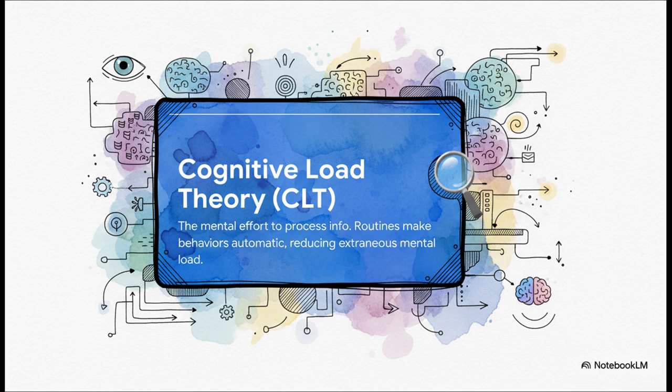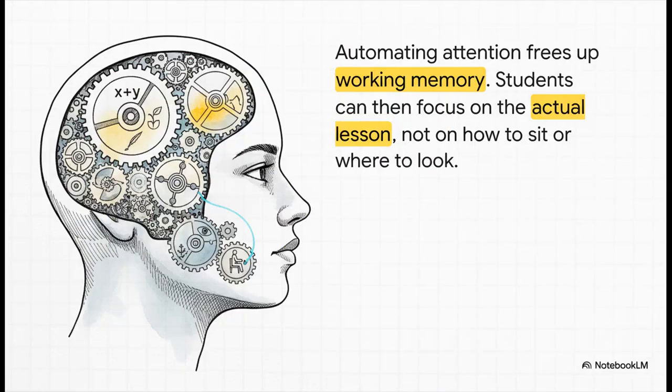When students have to constantly think about things like how to sit or where they should be looking, it eats up that precious mental bandwidth. By making those behaviors automatic with a routine, you free all of that up. So what's the end result? Well, by putting these attention routines on autopilot, students can save all their cognitive horsepower for the actual lesson, for the tricky algebra problem, for analyzing the poem, for understanding photosynthesis. It's a total game changer, especially for learners who find it tough to juggle a lot of things at once.